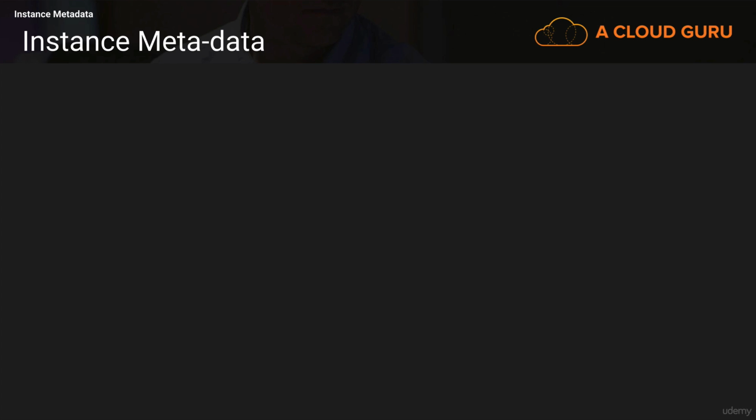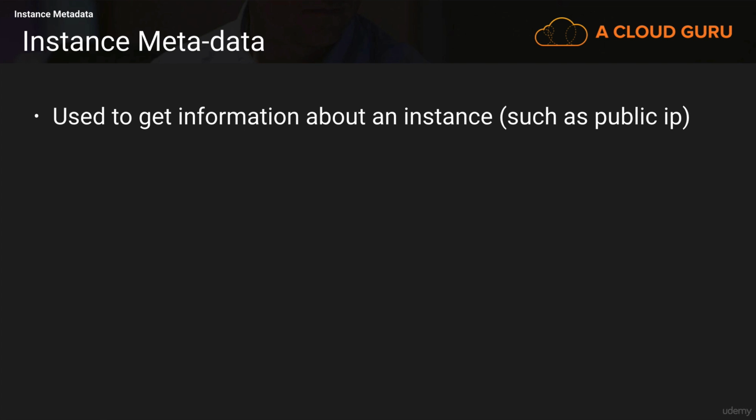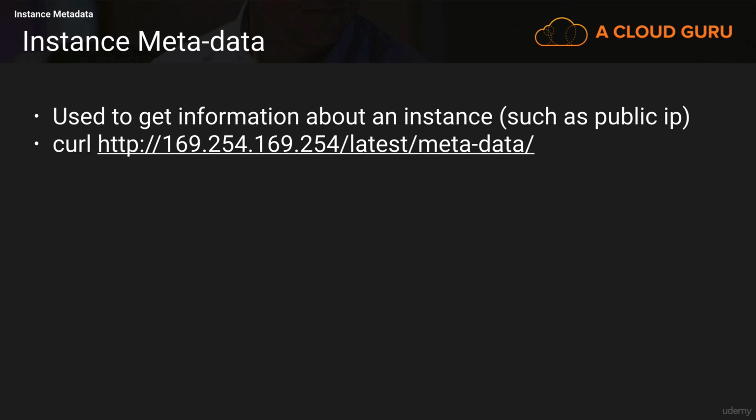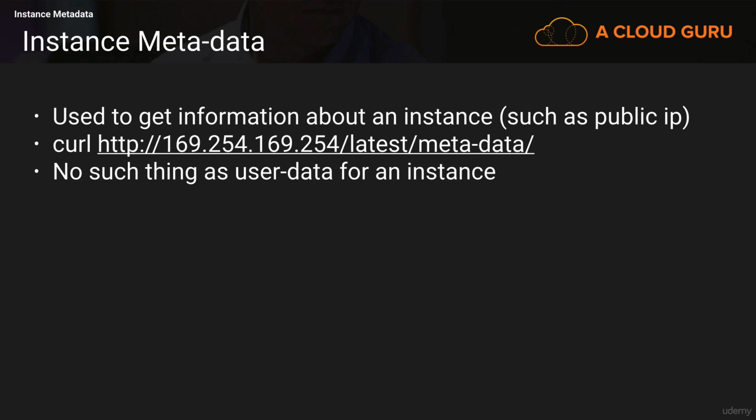Going on to instance metadata, this is basically used to get information about an instance. So as we saw in that lab, it could be the public IP address, could be the private IP address, etc. And we did that using this command. So it was curl http, and then you should really remember this URL. So it's 169.254.169.254/latest/meta-data. There's no such thing as user data for an instance, and we proved that by trying to curl the same URL but with user-data at the end.